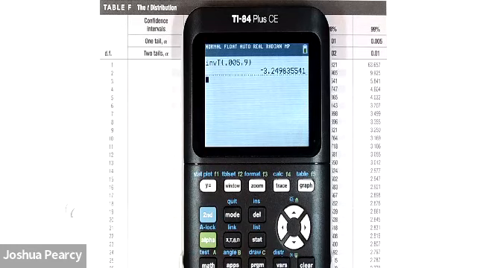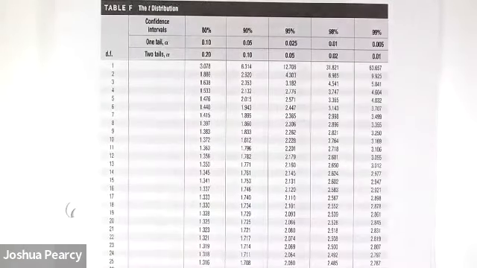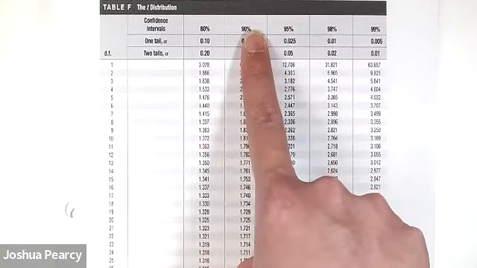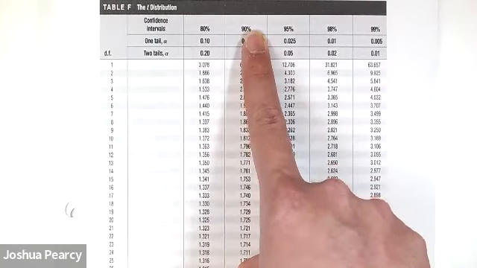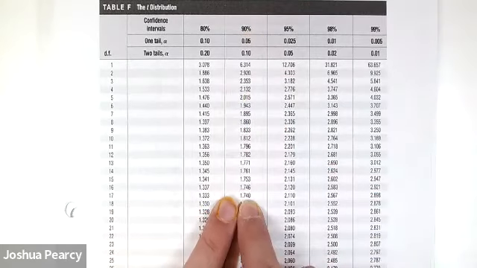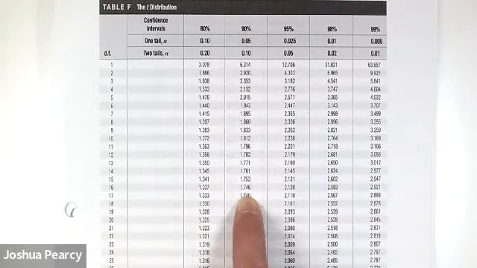The next one. What is t alpha over 2 for 90% confidence and n equals 18? Does anyone have their table and want to tell me what it is? Yep, correct. You look at 90% confidence. The sample size is 18, so the degrees of freedom is 17. Intersect those two, and you get 1.740.